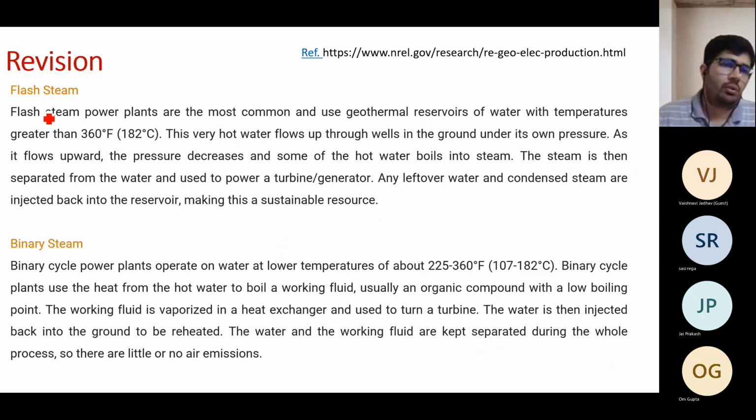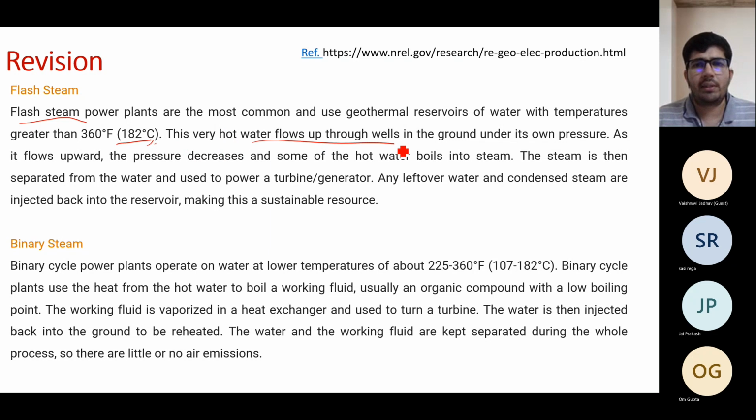Now the second one is flash steam. Flash steam power plants are the most common and use geothermal reservoirs of water with temperature greater than 182 degrees. Okay. So mostly we are using these types of power plants, flash steam, with temperature greater than 182 degrees.